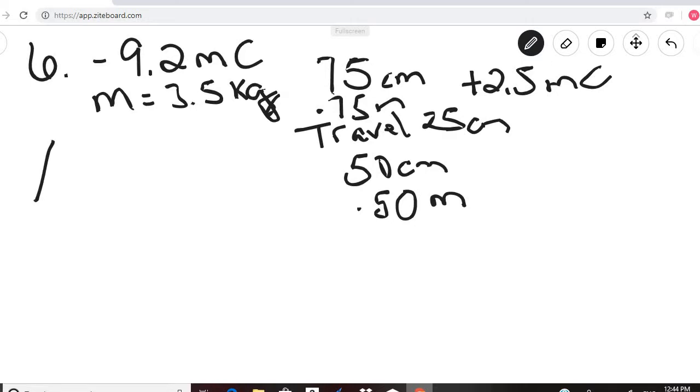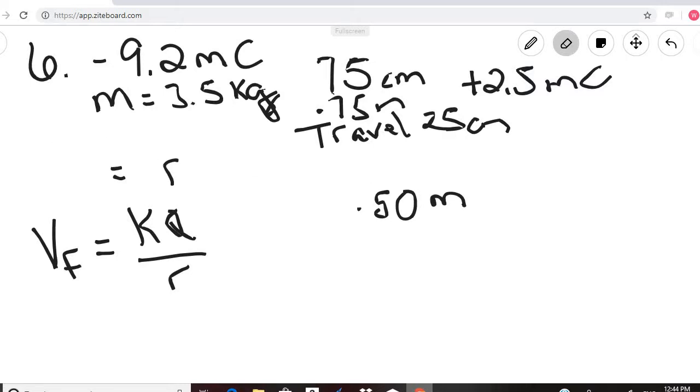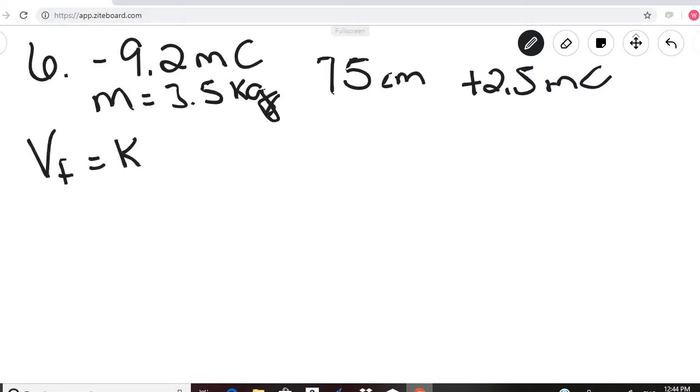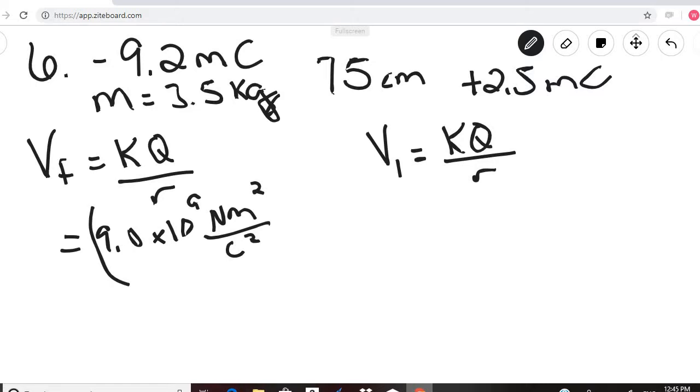Okay, so the change in electric potential is equal to VF minus VI. Okay, so VF is going to be KQ over R, and VI will be the same thing. Let's move this all up to the top. Okay, so VF is equal to KQ divided by R. VI is KQ divided by R. So K is going to be 9.0 times 10 to the 9th Newton meters squared over Coulomb squared.